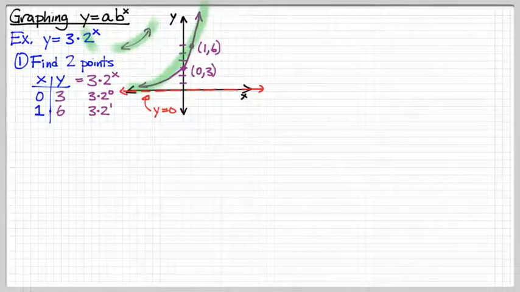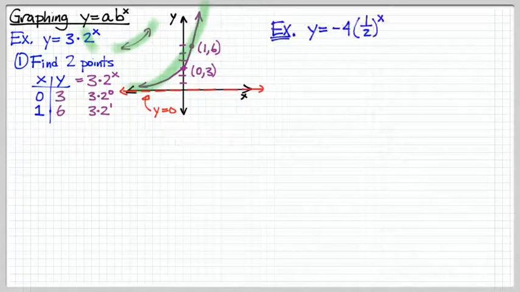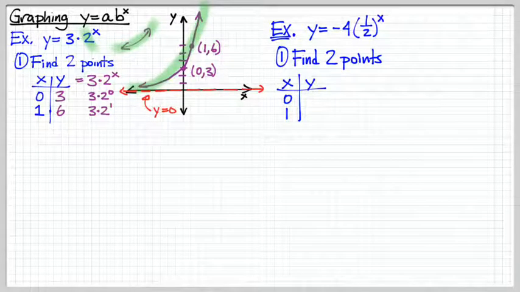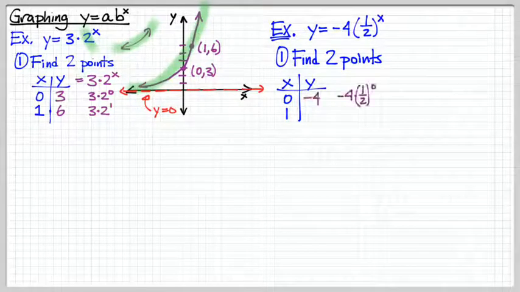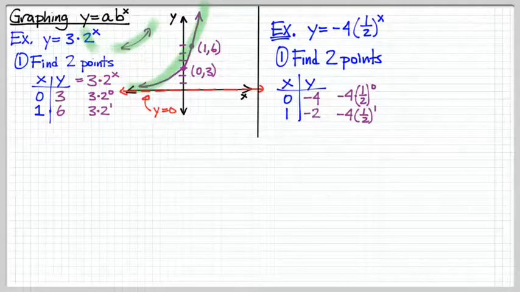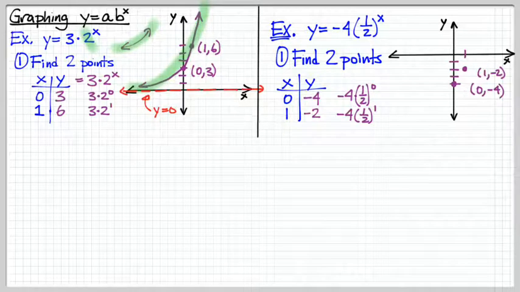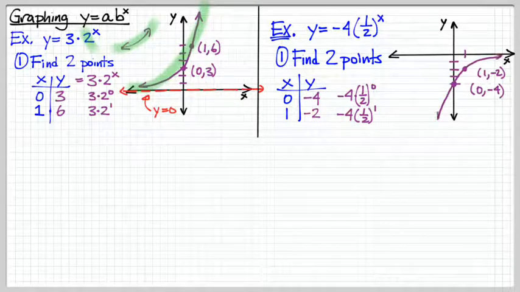Let's draw in our asymptote. Our asymptote is y is equal to 0, and that's our graph. Here's another version, slightly different. In this case, let's graph 2 points. Same x values, 0 and 1. We graph that over here, and we draw our exponential graph through it.